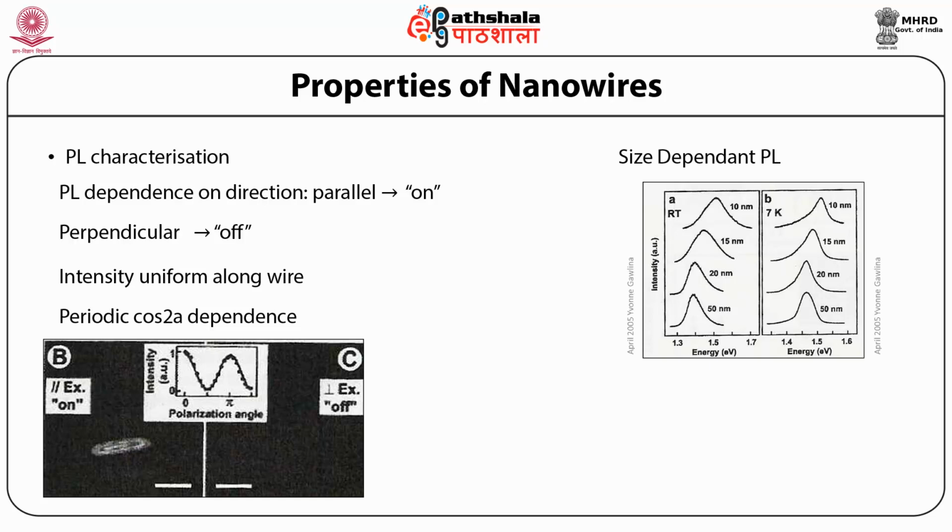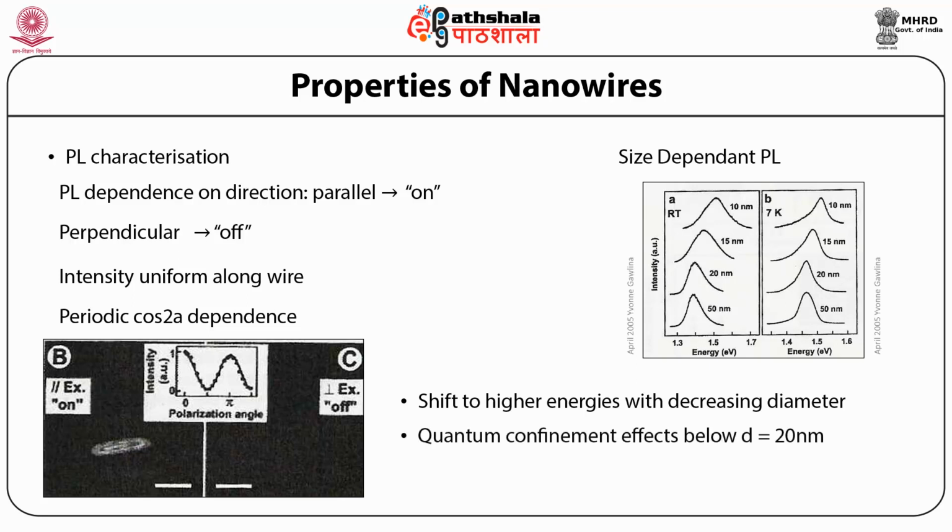So students, this figure shows the size dependent PL. That is, as we are decreasing the diameter of the nanowire, the peak of the photoluminescence spectra shifts to higher energy. The quantum confinement effect is below D equal to 20 nanometer. And we have also observed the temperature dependent shift in the peak of the PL.